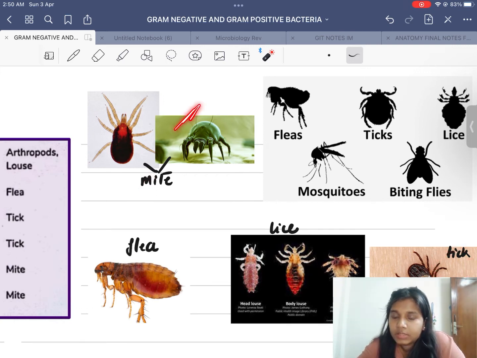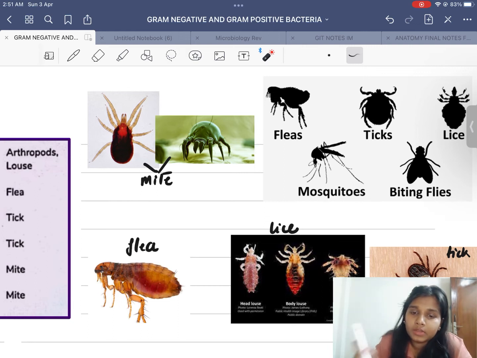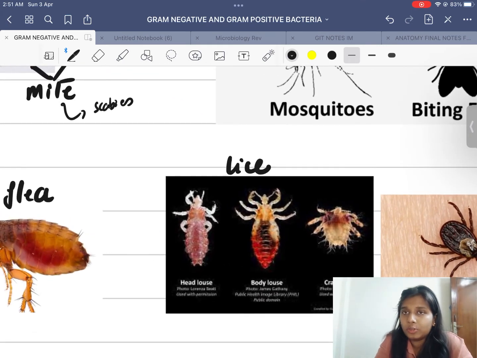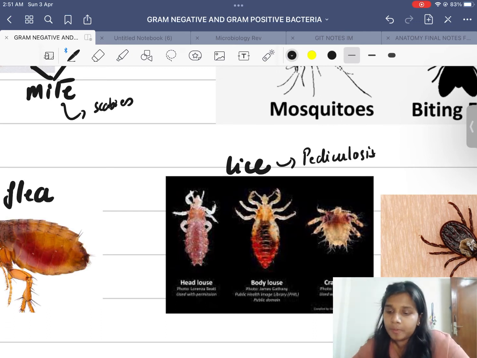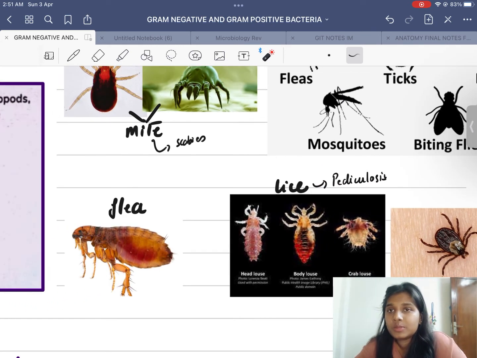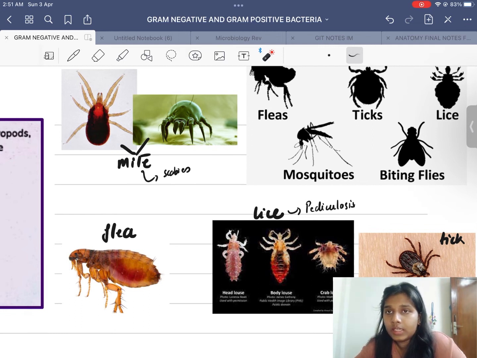So mite is related to what? It's related to scabies, right? So scabies is transmitted by a mite. What does lice cause? Lice is related to pediculosis, right? Lice infection is called pediculosis. Remember, these are easy questions. Just because you don't know the name, you shouldn't answer it wrong. So pediculosis is caused by lice, scabies is caused by a mite. And look at how they look.